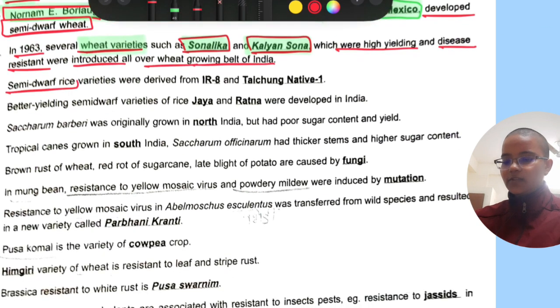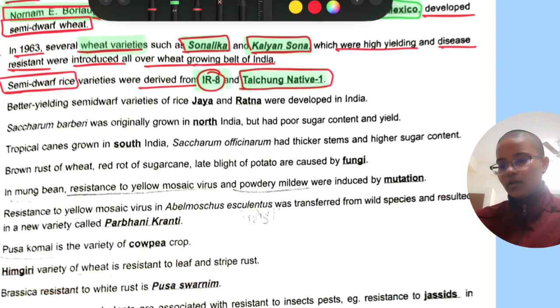Semi-dwarf rice varieties were derived from IR8 and Taichung Native 1. You can remember it by IR: R for rice, IR8.